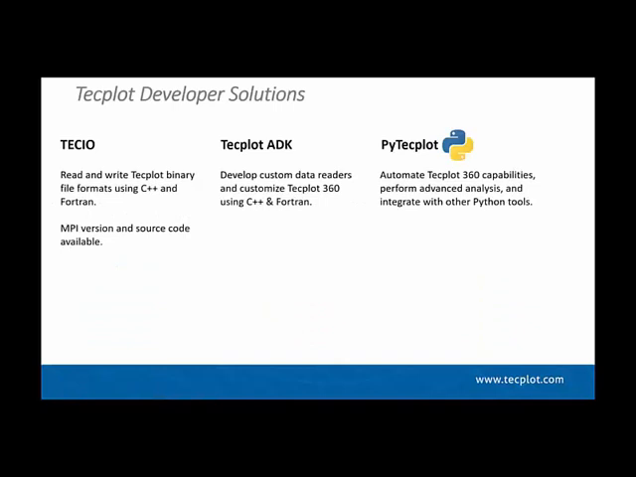We also offer some solutions for developers. If you are a code developer and want to export Tecplot file format from your code, you can use our TecIO library. The TecIO library is completely free. We offer an MPI version if you need to write your data in parallel. We also offer source code if you need to compile it. With so many different versions of MPI available out there, most people do need to compile the source if they're using the MPI version of the library. We have C++ and Fortran bindings available for that.